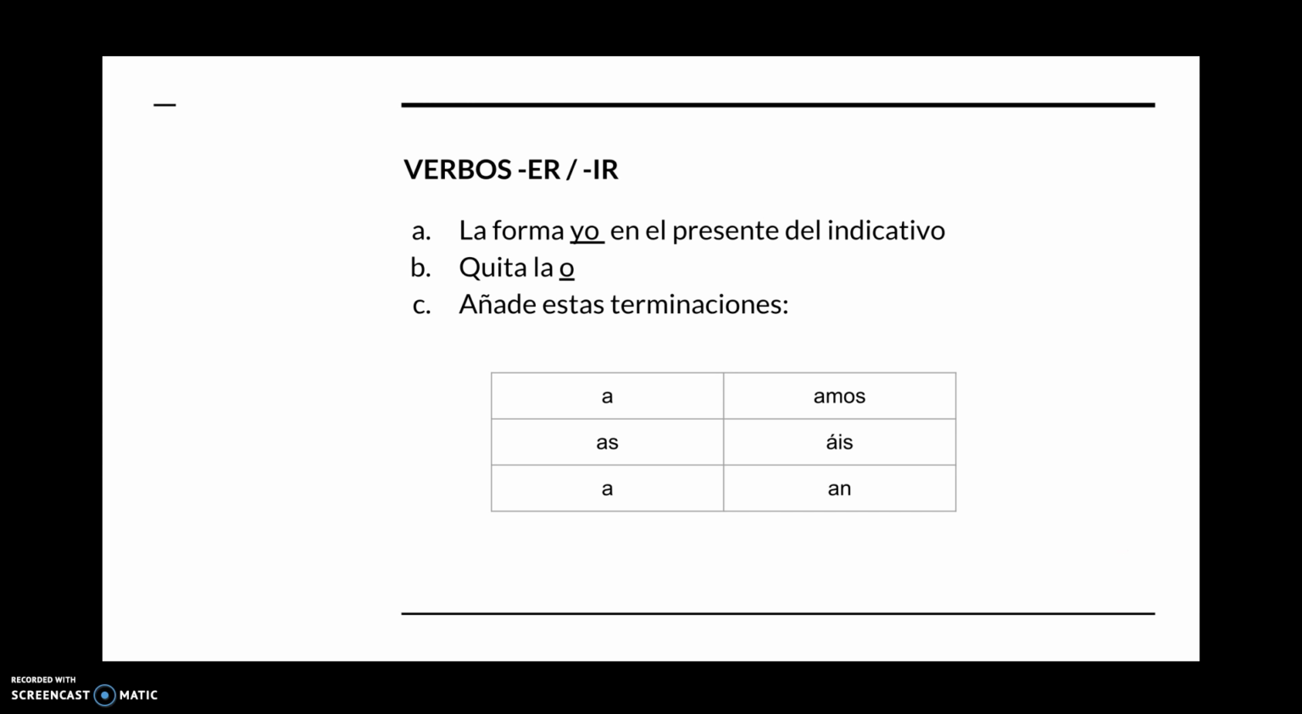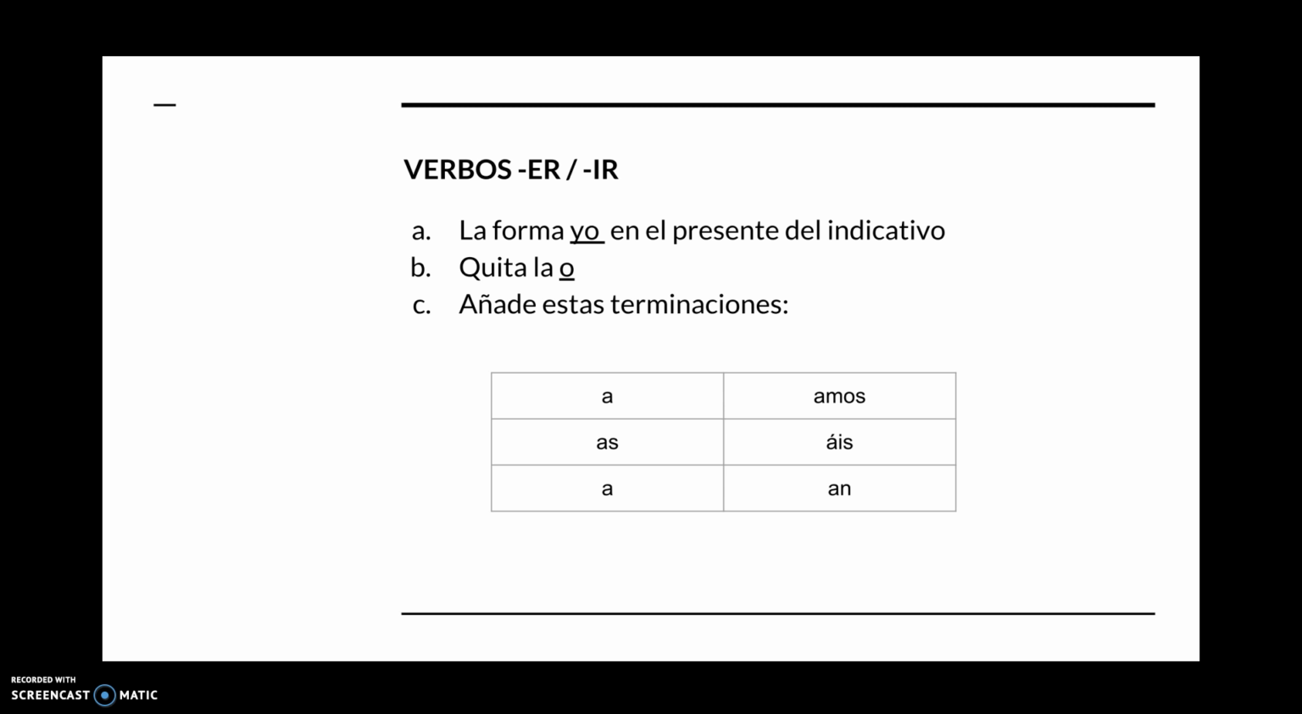You will notice that for los verbos E-R-I-R, the rules are quite similar, okay? The steps that you follow are quite similar. La forma yo en el presente del indicativo, quita la o, get rid of the o, añade estas terminaciones: a, as, a, amos, ais, and an.